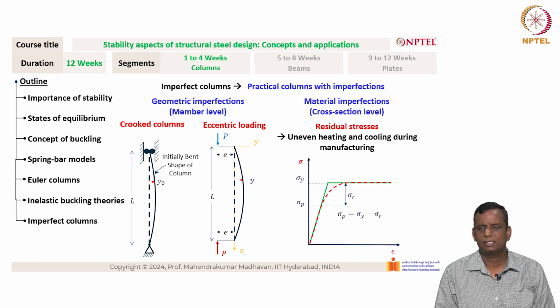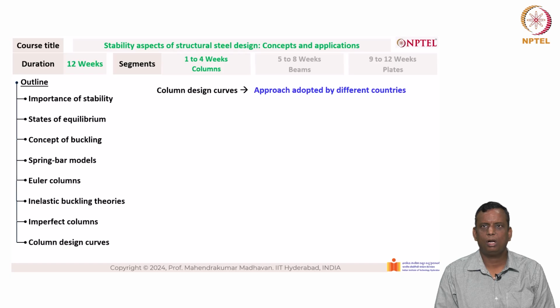Once it reaches sigma sub p, which is the proportional limit, it deviates and does not reach the perfect yield, but nevertheless it attains the load carrying capacity. As you can see here, sigma p is the proportional limit, sigma y is the yield stress. So the difference between sigma y and sigma p is the residual stress, which is denoted as sigma sub r. This residual stress can be up to 30% of your yield stress. Now we will also talk about column design curves, the approaches that are adopted by different countries.